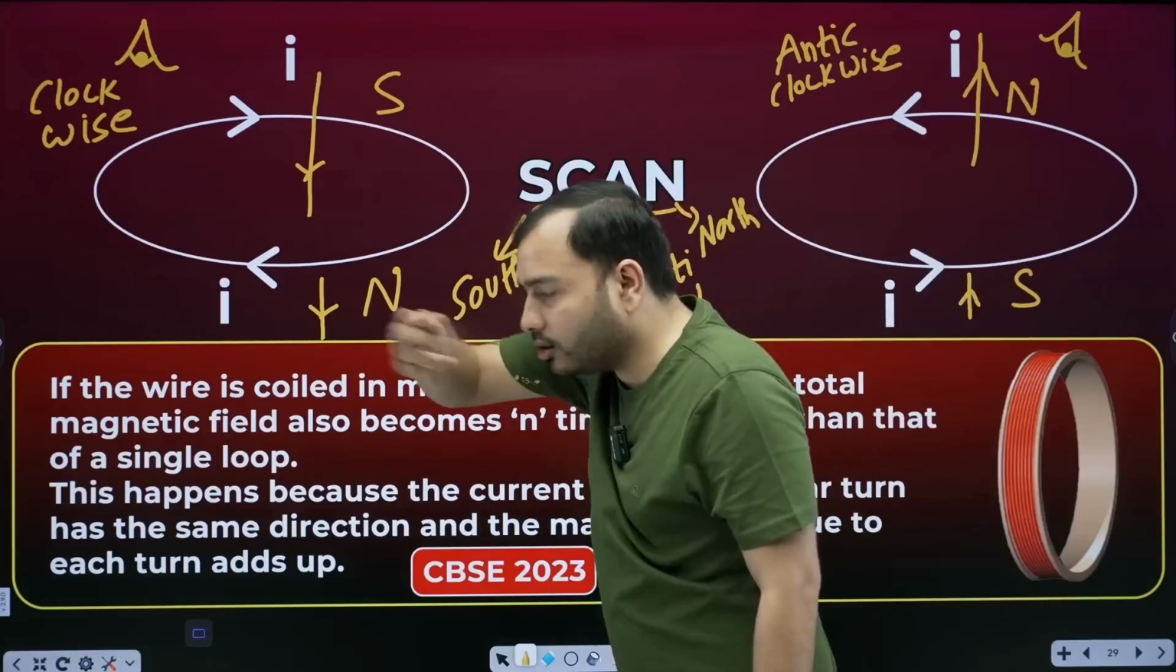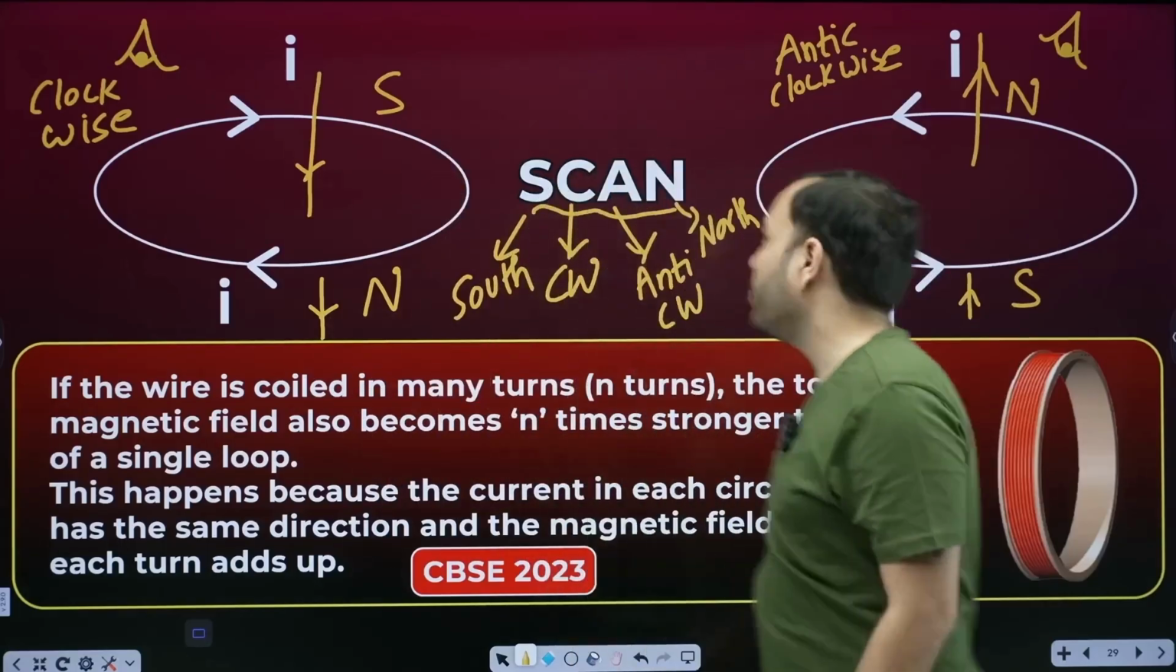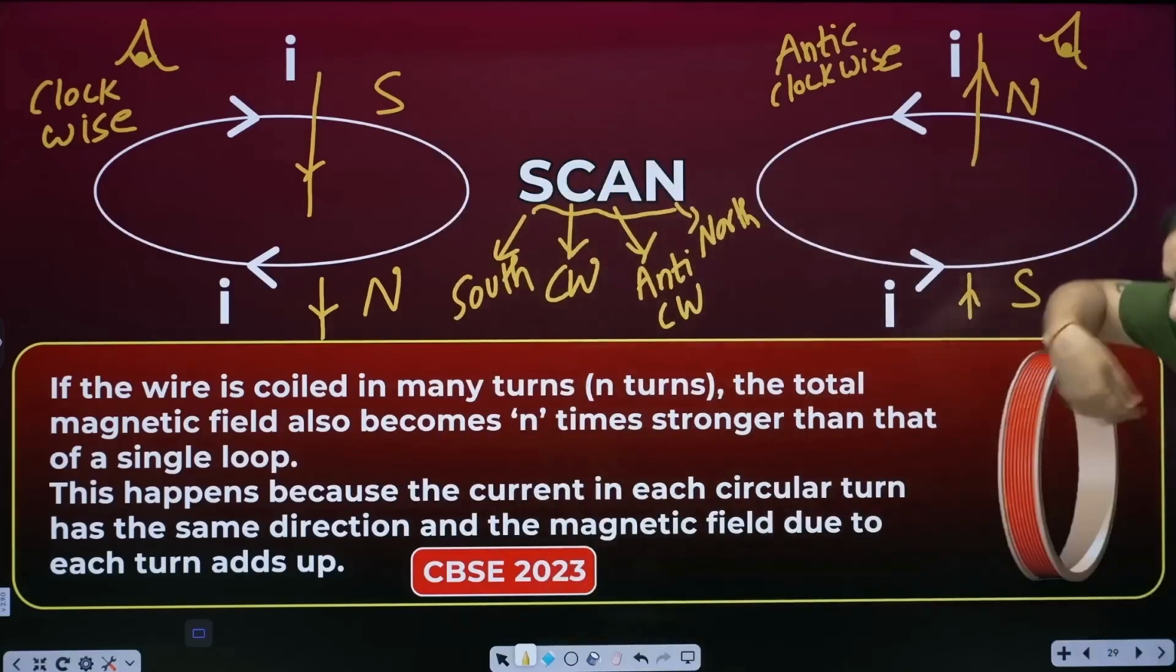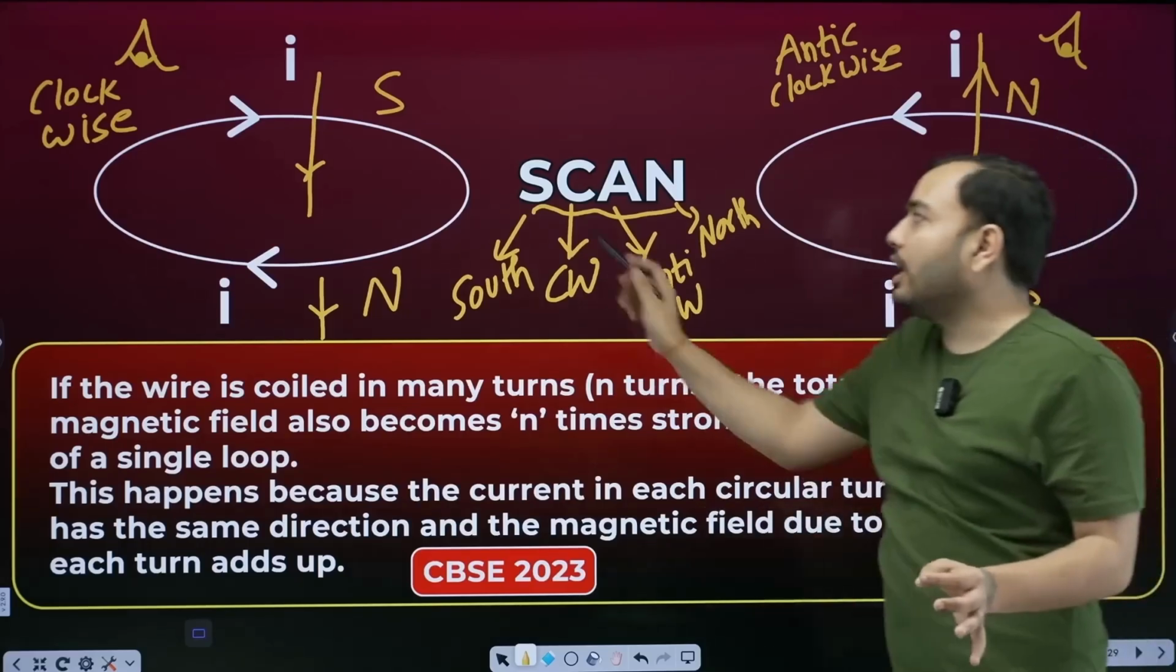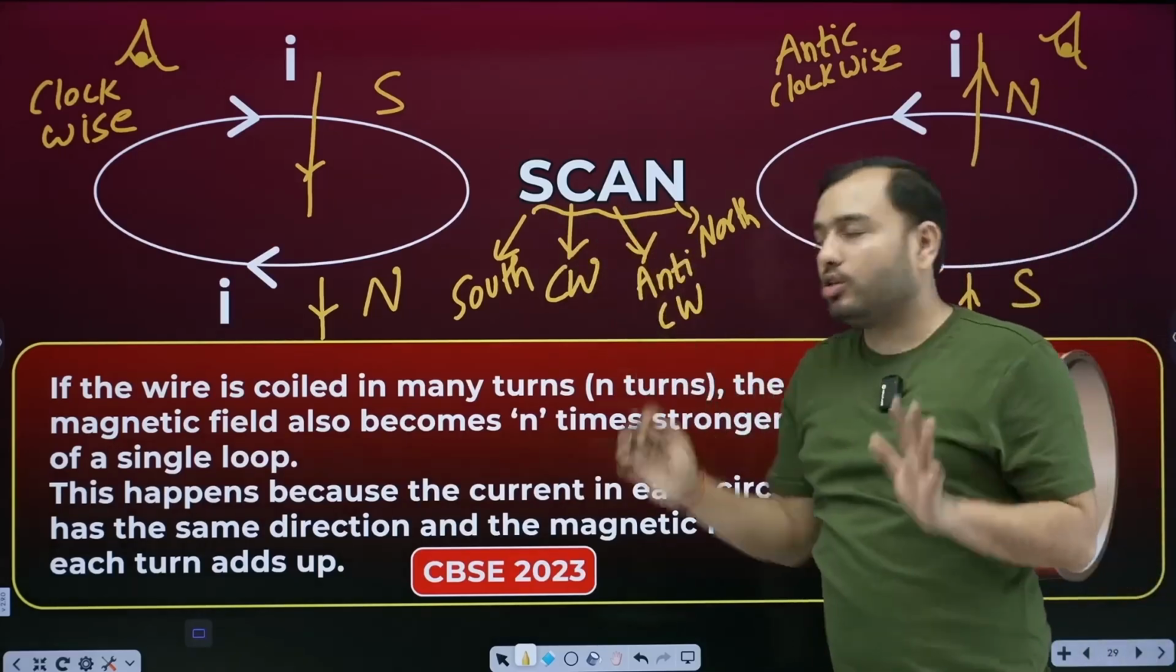Now look at this. How does it look from above? It looks clockwise. Which pole on the top? South. Look at this. How does it look from above? It looks anti-clockwise. Which pole on the top? North. Scan: south clockwise, anti-clockwise north pole. Clear? Now come on, tell me quickly.